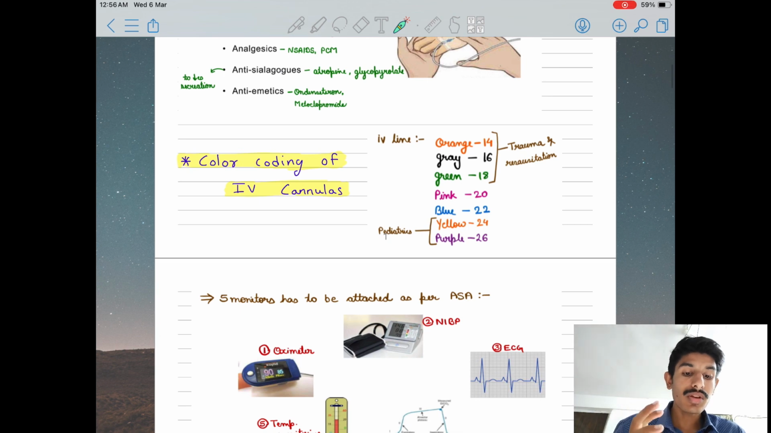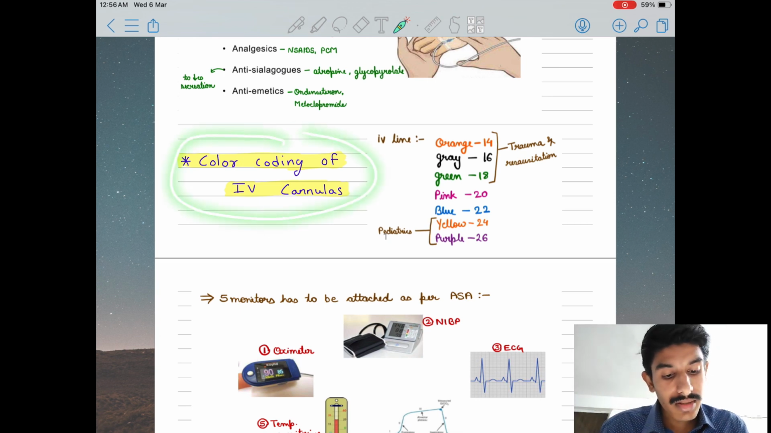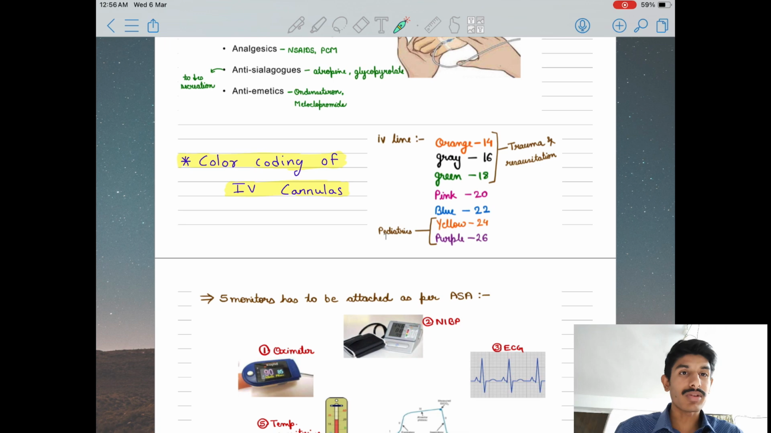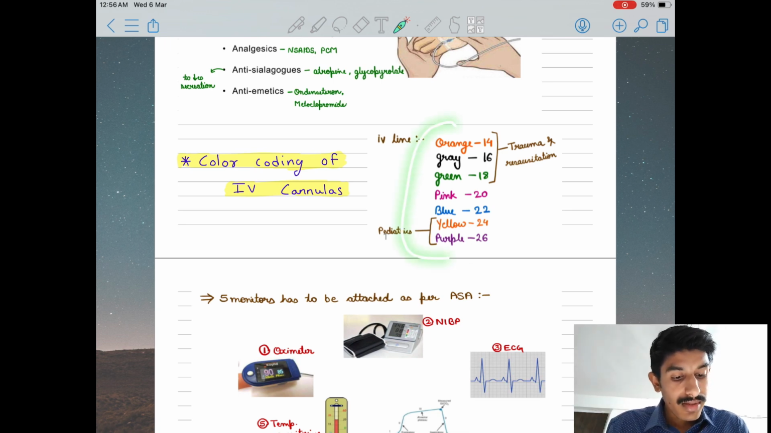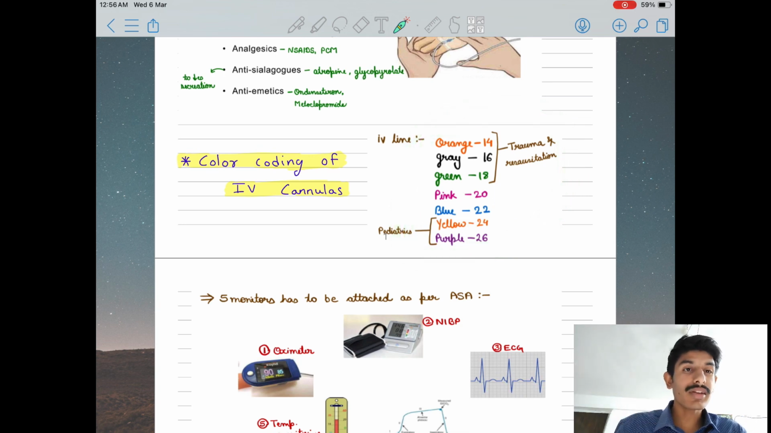Okay, so now we will learn about color coding cannulas, like IV cannulas, which we use in our anesthesia. There are all these cannulas and different gauges. What you are seeing, the numbers, these are the gauge. So remember one thing: the smaller the number, the bigger the flow of saline it will give. So the smaller the gauge number, the higher the saline it can give to the IV line, like in the bloodstream.